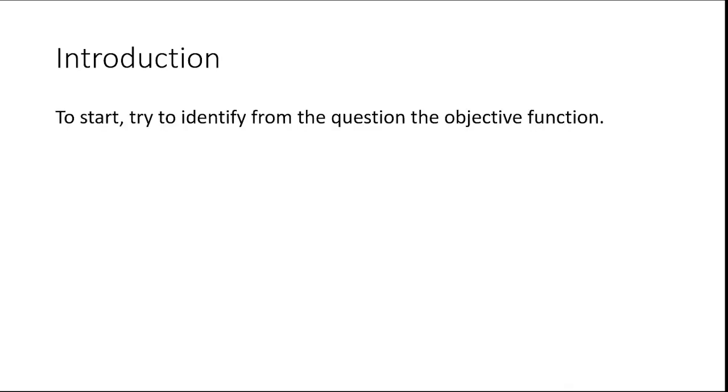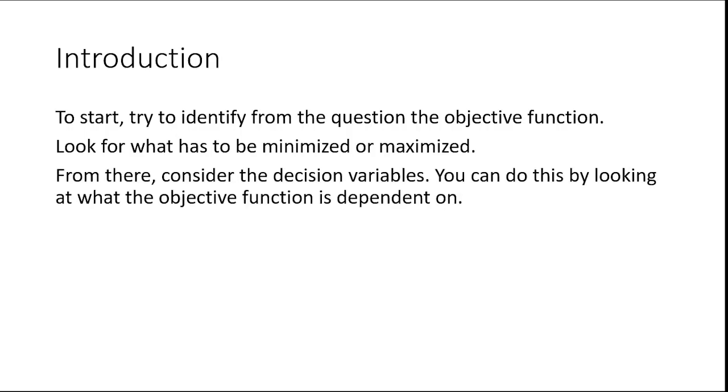To start, what we need to do is to try to identify what the objective function is. Whenever you're given a problem, start by trying to identify the objective function. What is that thing that we are trying to minimize, to maximize, or to set to a particular value? So we look for what has to be minimized or maximized. When you are done identifying the objective function, look at what it is dependent on. Those things become the decision variables. They are the things that can be manipulated to affect the value of the objective function. So they help in deciding what the objective function's value is going to be.